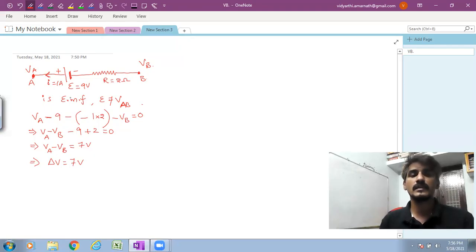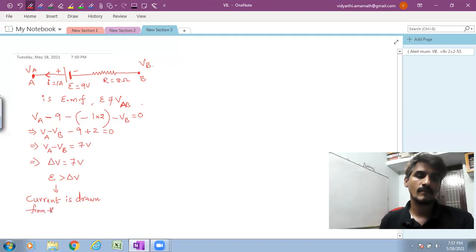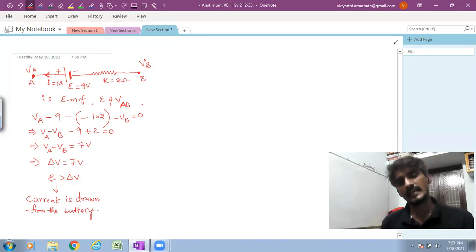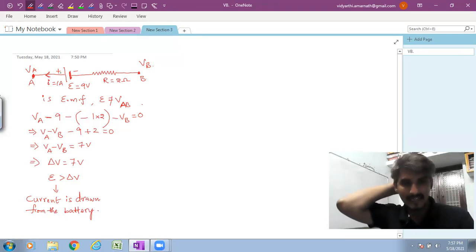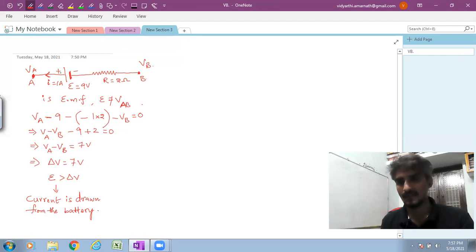See here what happens if EMF is greater than potential difference. If this is the situation, it means that current is drawn from the battery. Here E is not equal to delta V. When is it equal to delta V? When I is 0. When current is 0, then automatically E is equal to delta V only.